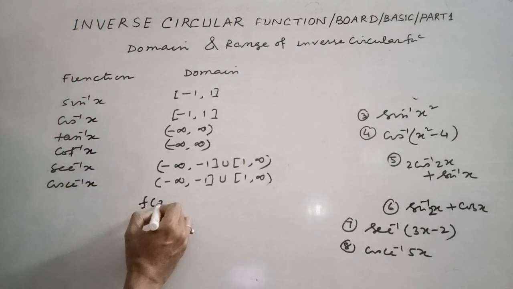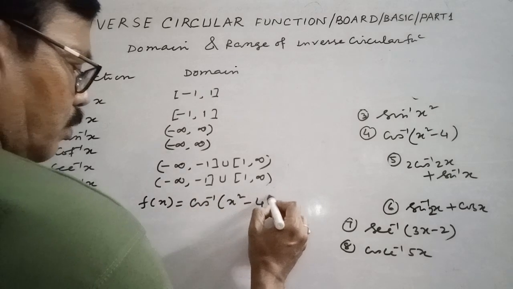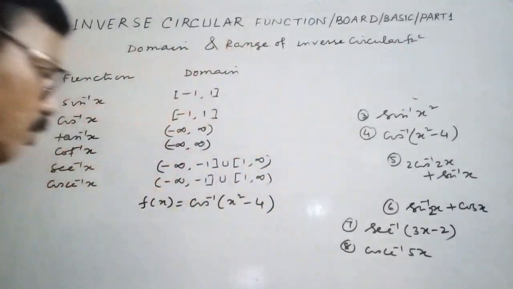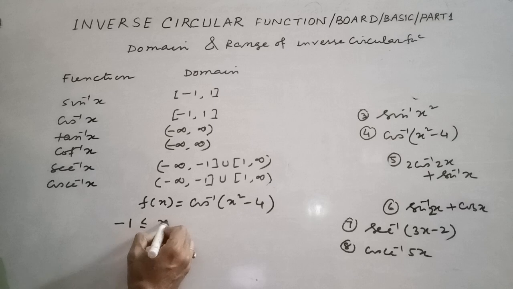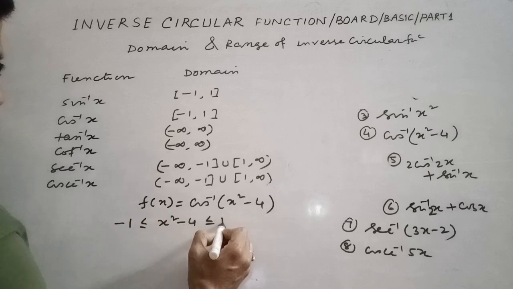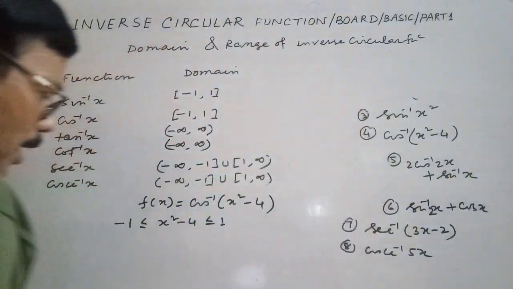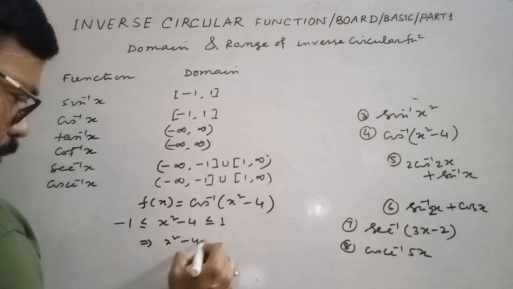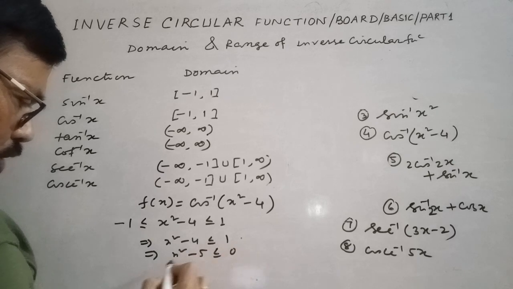So f(x) equals cos inverse of (x square minus 4). So f(x) is defined when the argument lies between minus 1 to plus 1. Now, if we consider the right hand side, x square minus 4 less than or equal to 1. So x square minus 5 less than or equal to 0.